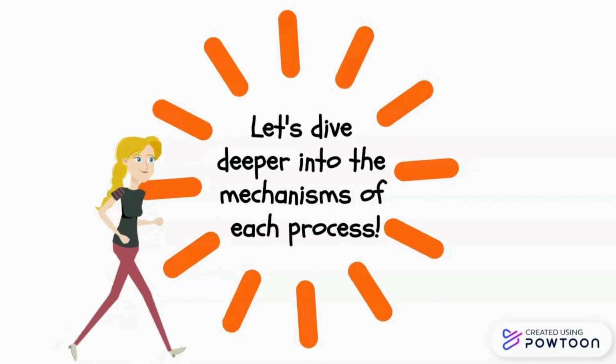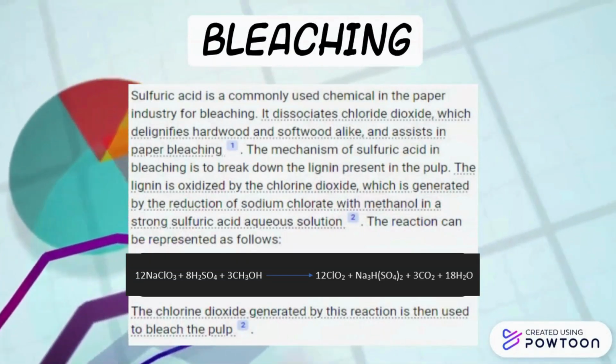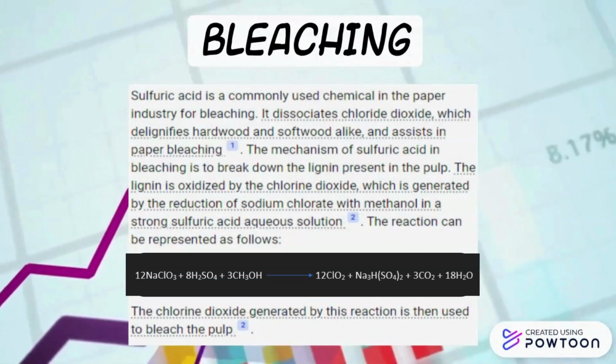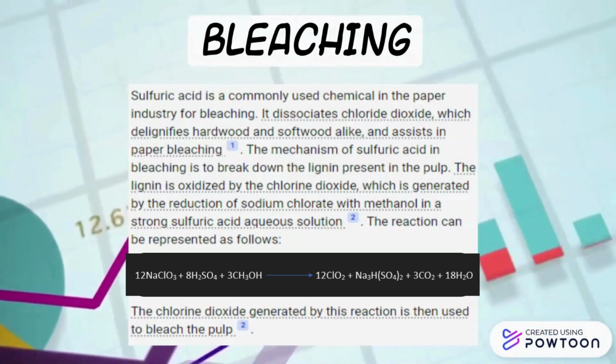Let's dive deeper into the mechanism of each process. The first one is bleaching. It dissociates chlorine dioxide, which delignifies hardwood and softwood alike, and assists in paper bleaching.